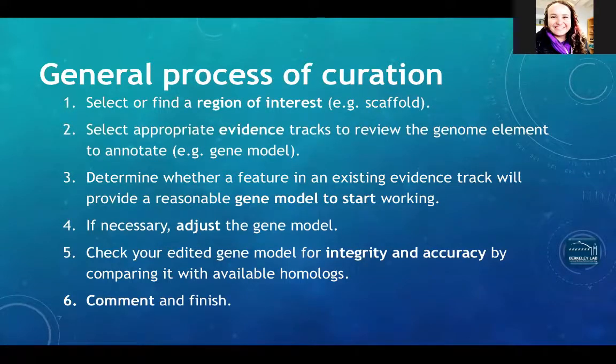In general, then, when we're thinking about the process of curation, we're thinking about these 6 components. We find the region of interest that we want to work with, either because we have a candidate region or because we have some sequence that we've used to query the genome. We select all of the appropriate evidence, and then we compare that into that region. We figure out whether or not a genomic element or a feature is a reasonable start for a gene model. And if necessary, we adjust that gene model.